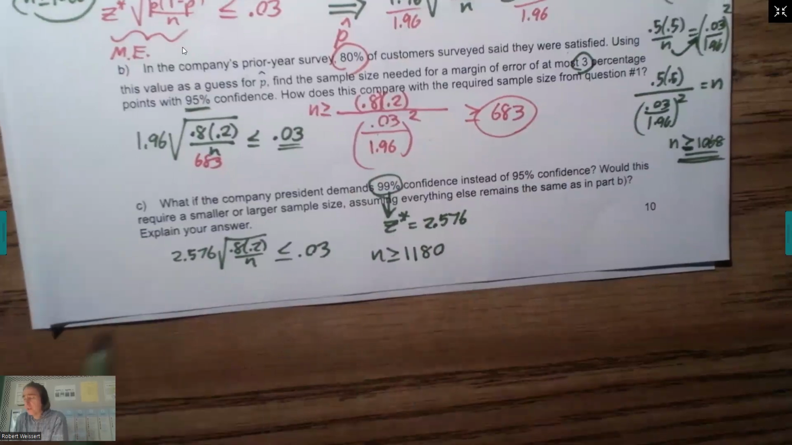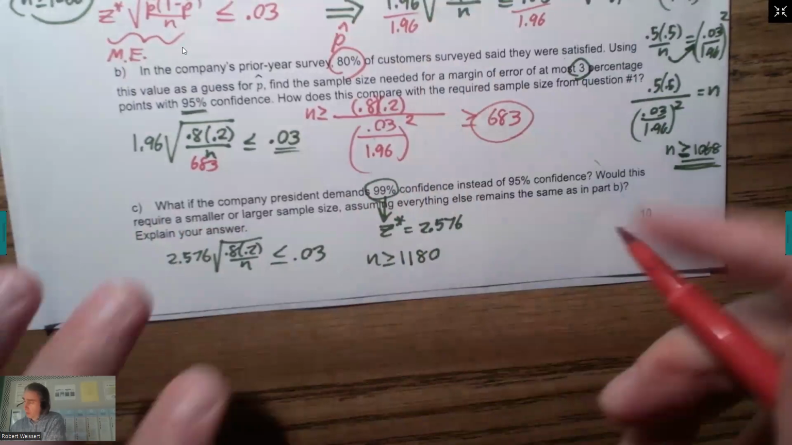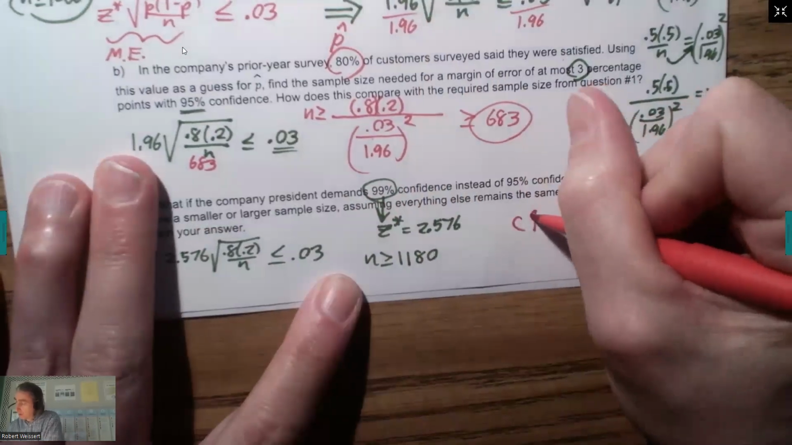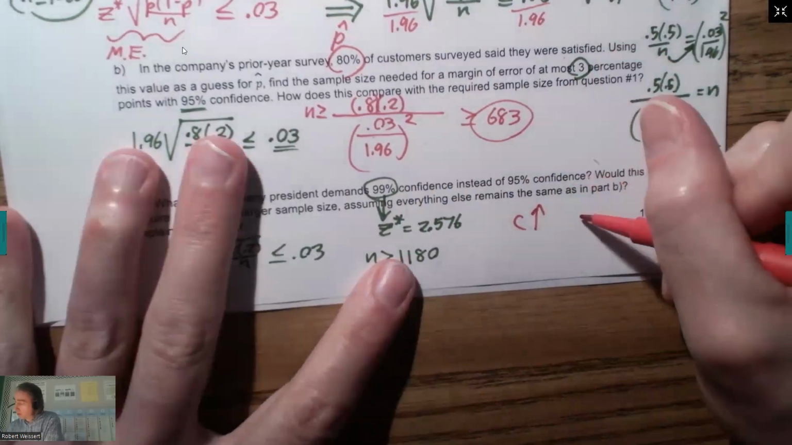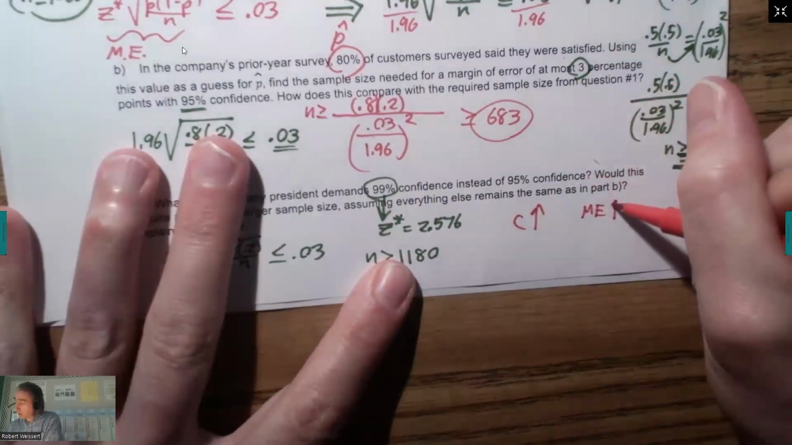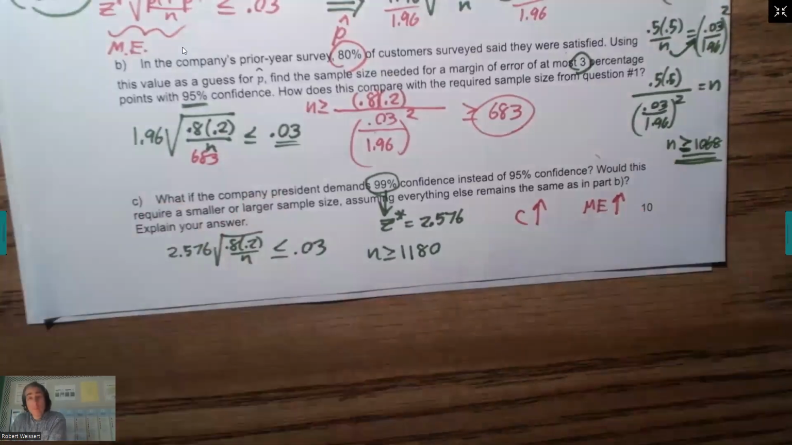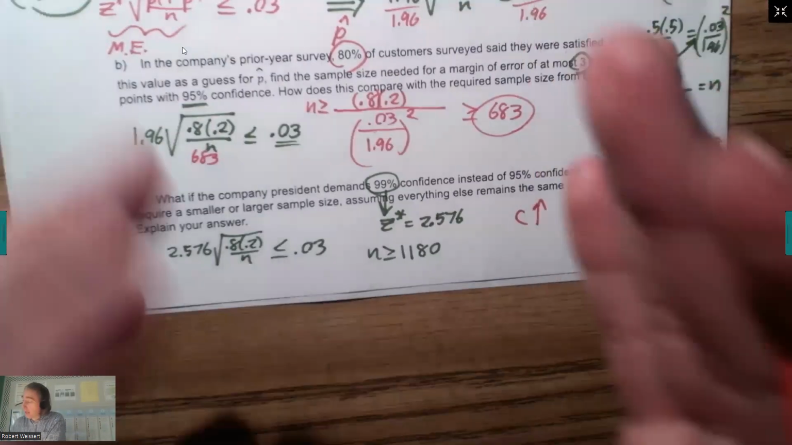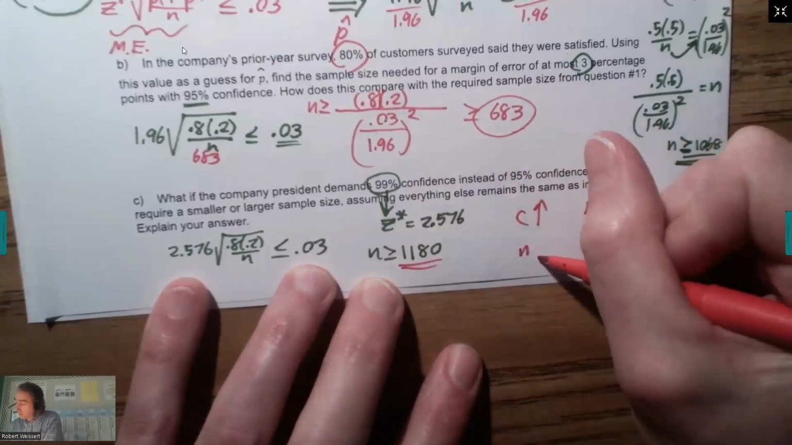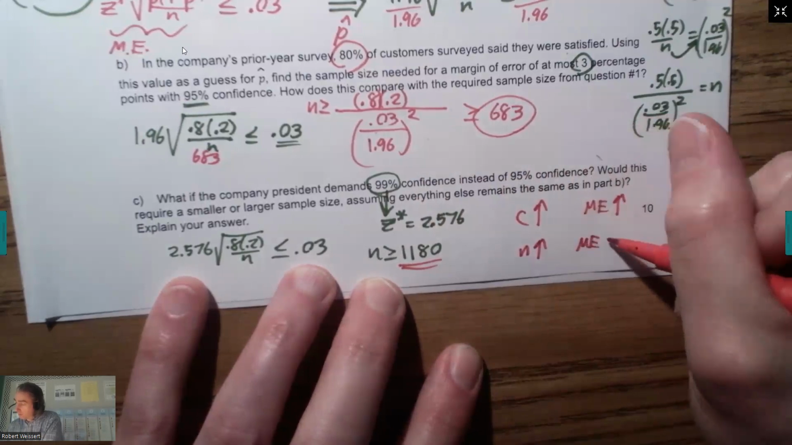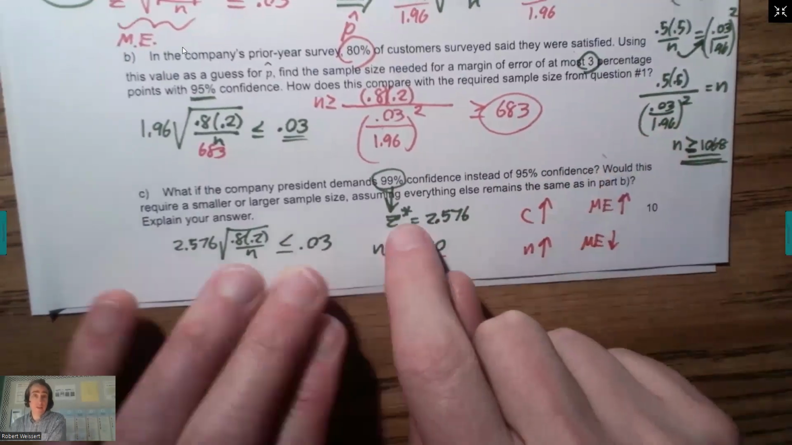Well, what happened? I increased my confidence level, right? My confidence level went up. So if my confidence level goes up, that means my interval is going to get wider, right? So your margin of error is also going to go up. So if I want to counteract that, if I want my margin of error to be the same, I'm going to have to increase my sample size so my margin of error can go back down and get within that 3%.